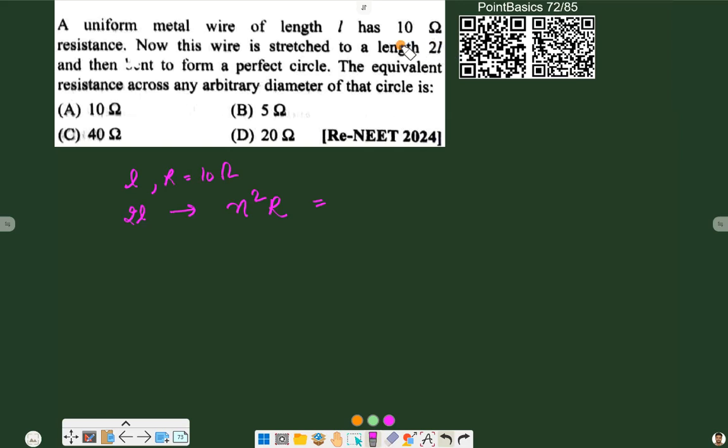As the length becomes twice, so n is equal to 2. So the resistance is 2 squared times the original resistance, so it will be 40 ohms. Now we make a circle of it.